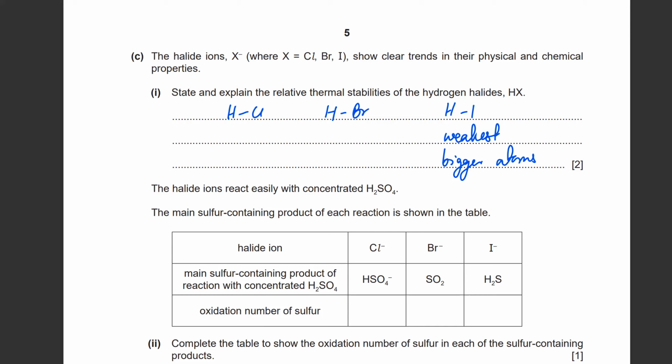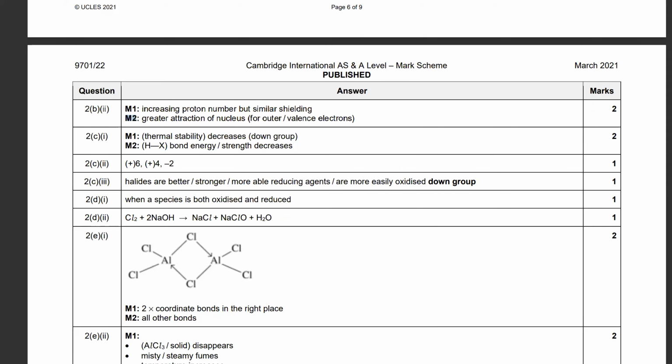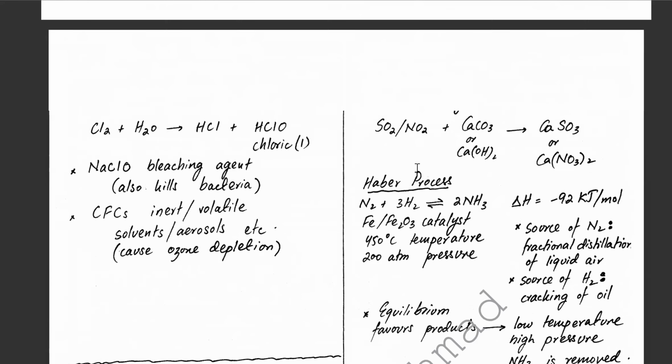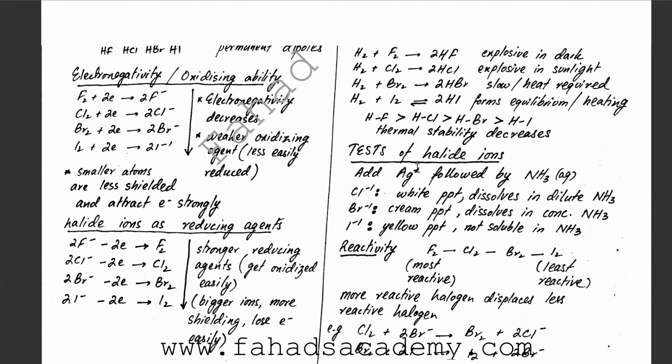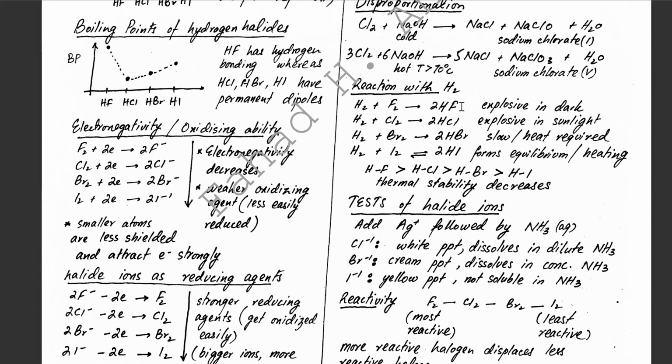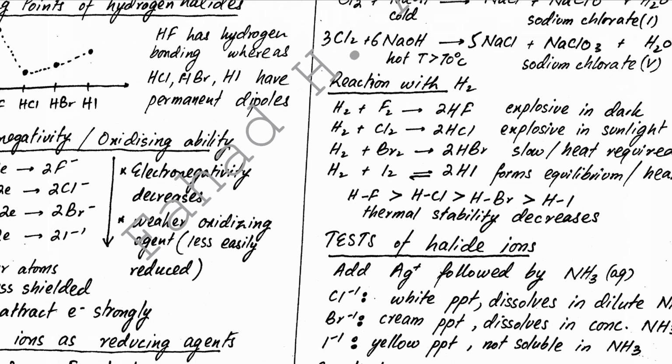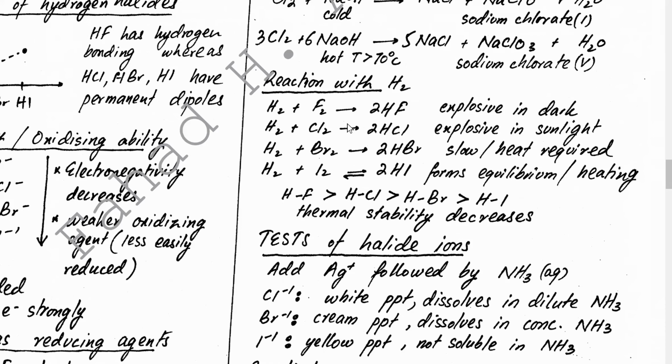If you look at the notes, where are the notes? That was carbonates, that's group 2. If you go over here, thermal stability, it's this one. I mean this part. The thermal stability decreases to HI, because bigger atoms, their bond becomes really weak.